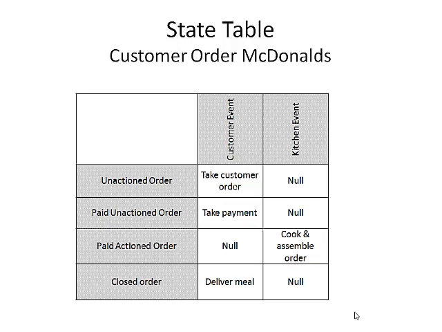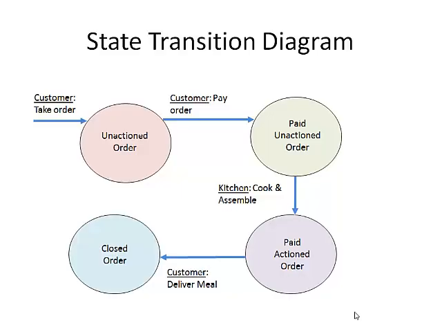So this is looking at a state transition in terms of a table, but we could do it diagrammatically, exactly the same information: an unactioned order, actioned order, paid order, closed order, with the event and the person who is initiating that event described on it.